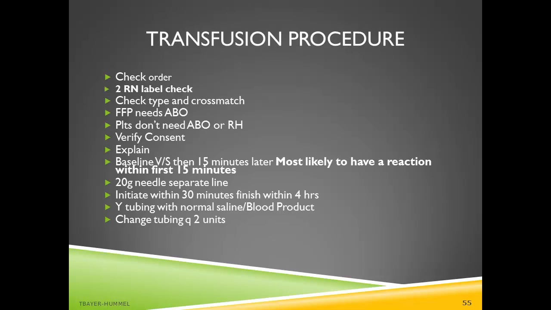Some important considerations to be mindful of during the transfusion procedure include checking your order, of course. This is different though. 2 RNs must check the transfusion order and the slips to avoid complications of giving the wrong blood to the wrong patient. Check the type and cross-match. Fresh frozen plasma needs an ABO slip, which is a blood typing slip. Platelets don't need an ABO or an RH slip. Verify consent. Explain to the patient what's going to happen.